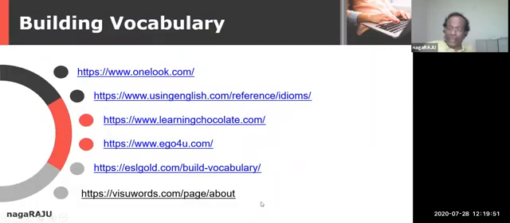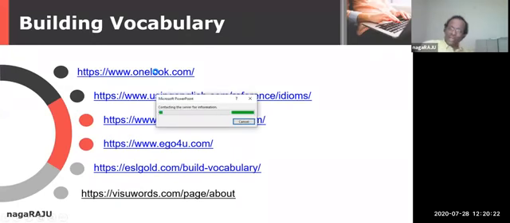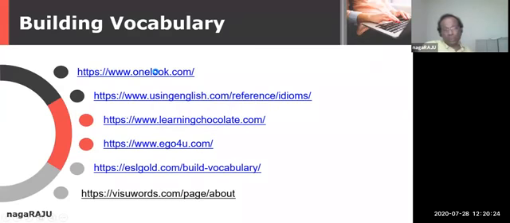We are coming towards the end. Vocabulary. I told you this, one of the 7 skills that need to be built for yourself and for your students. I think this has the largest number of resources available on the web. One that I love most, my most favorite website is onelook.com. Onelook.com is not just a dictionary, it's a lot more.